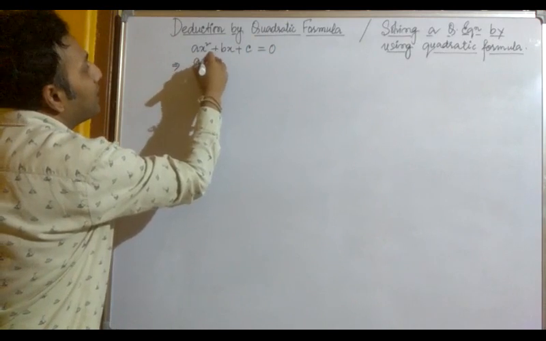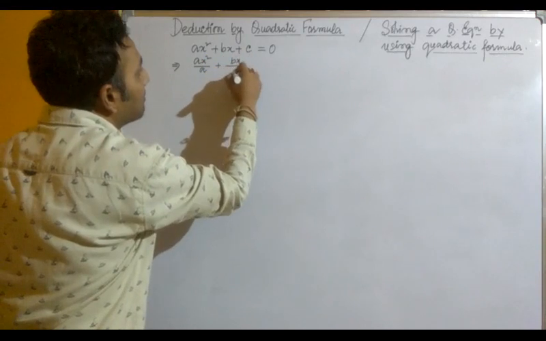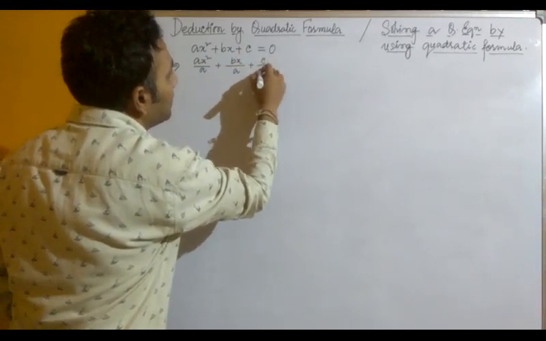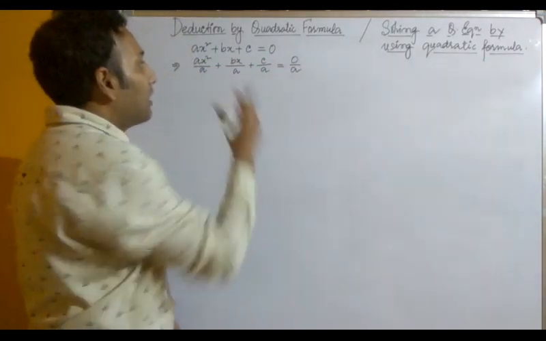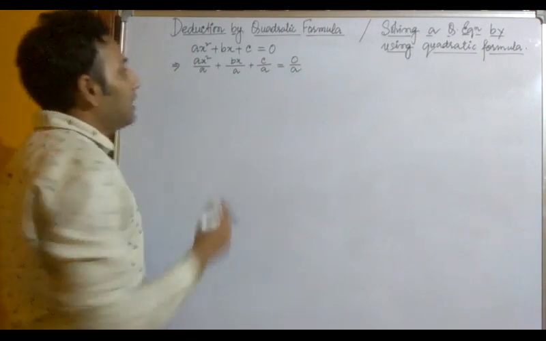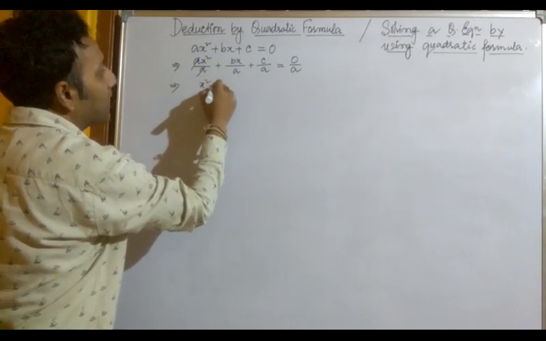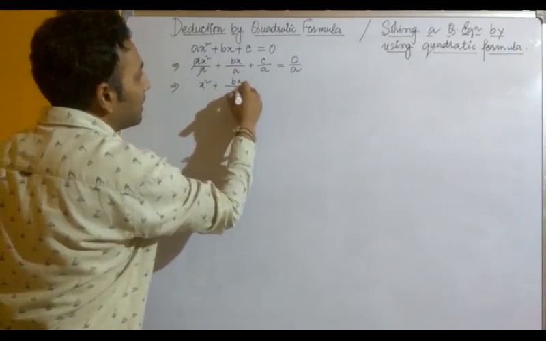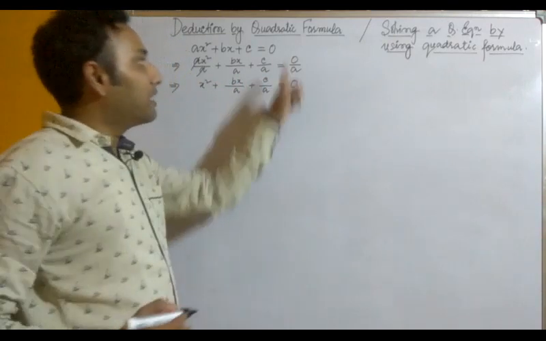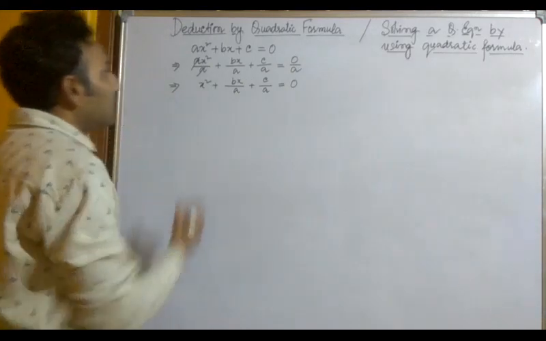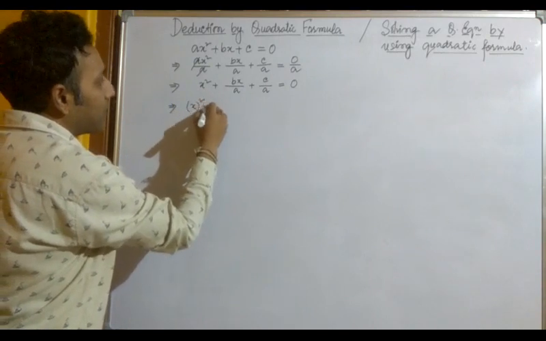So we have ax square divided by a plus bx by a plus c by a is equal to 0 by a. Left side, right side, both sides I have to divide by a. So if I cancel a, here will remain what? x square plus bx by a plus c by a is equal to 0, because 0 divided by a is equal to 0. Now this will become a squared number. So very easily I can write x square.